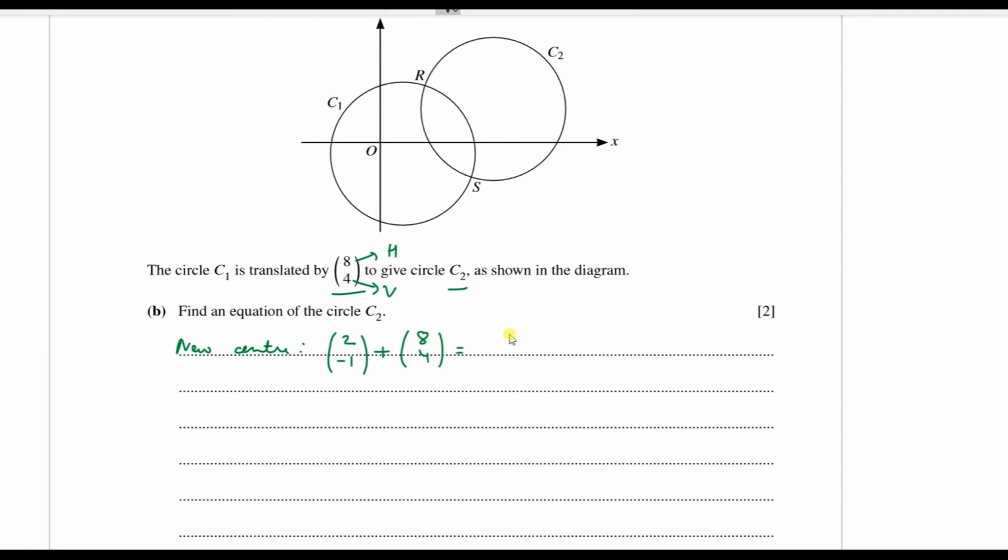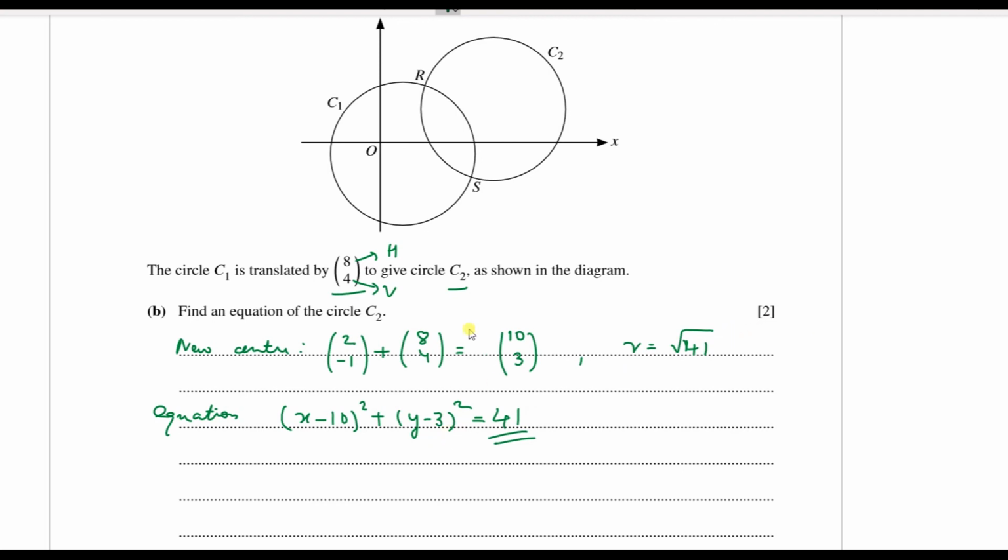Horizontal translation becomes 8 plus 2, 10, and vertical becomes 3. And the radius is already given as root 41. So the equation of the circle will be (x minus 10) whole square plus (y minus 3) whole square is equal to r square, that is 41. Now we have the equation of circle C2 as well.